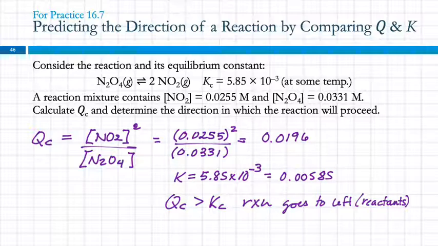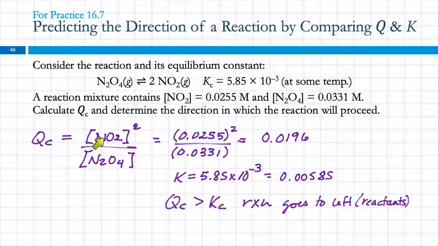Did you have a question? When would you use K or when would you use Q? So K is at equilibrium. K is something that you can look up in a book or on the internet. You can look it up. Other people have spent a lot of time measuring these things, right?